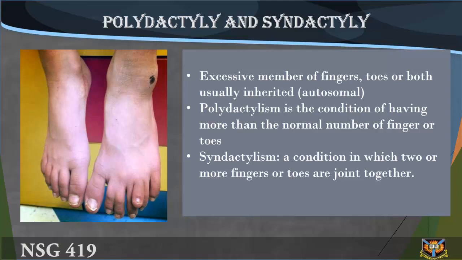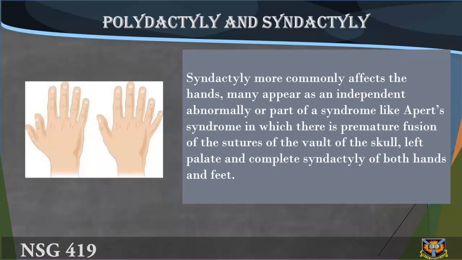Syndactylism, a condition in which 2 or more fingers or toes are joined together. Syndactyly more commonly affects the hands, may appear as an independent abnormality or part of a syndrome like Apert syndrome, in which there is premature fusion of the sutures of the bones of the skull, cleft palate, and complete syndactyly of both hands and feet.